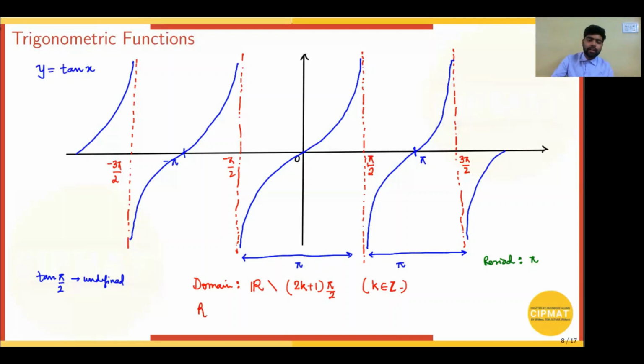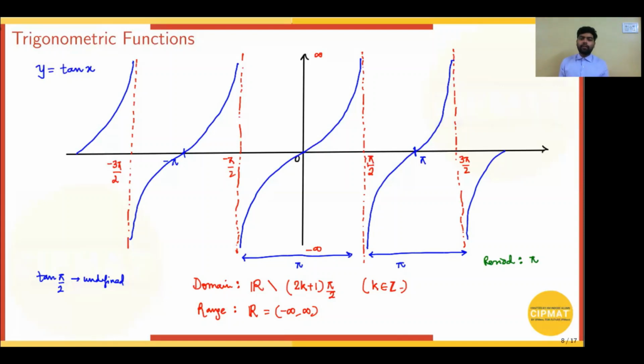Similarly, what should be the range over here? The range of the function, that is all values of y which this particular function can take. Okay, what are those values? You can see that from minus infinity to plus infinity, it is going to take all values. Hence the range of this function is going to be R, or it is minus infinity to plus infinity. So this is the graph of y equals to tan x.